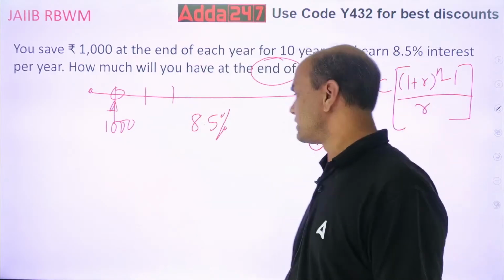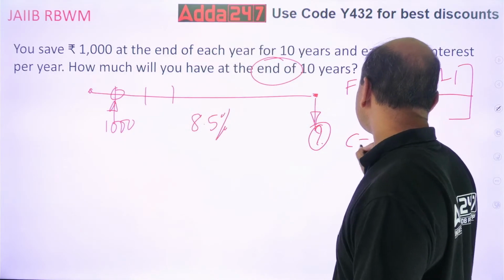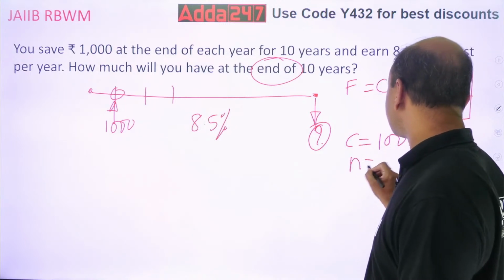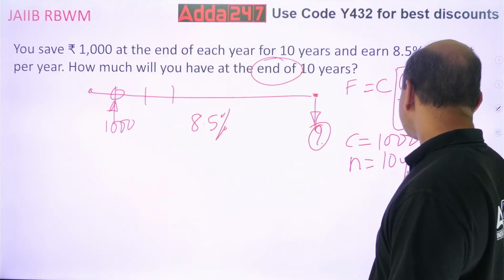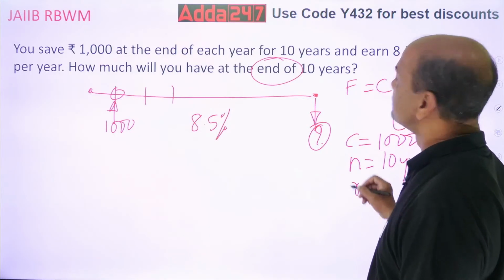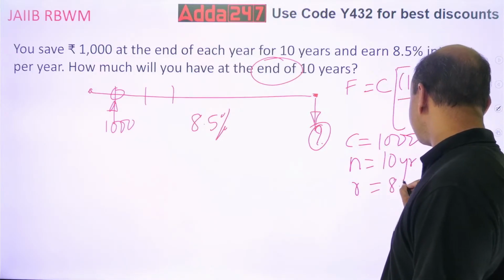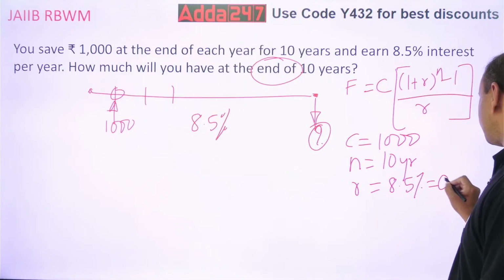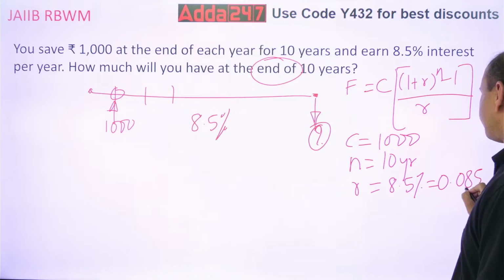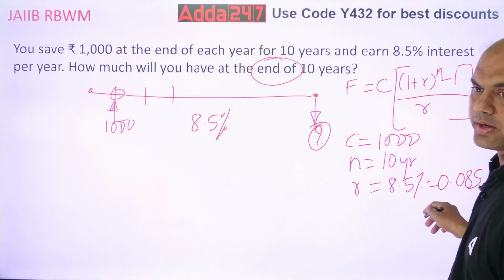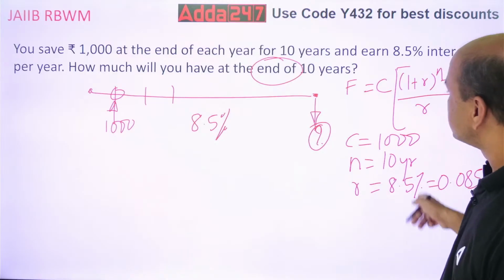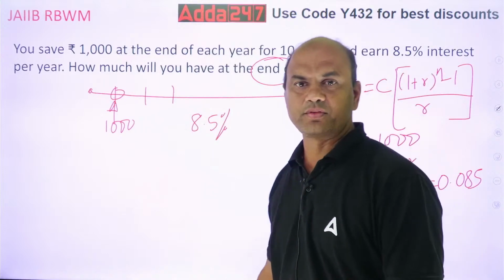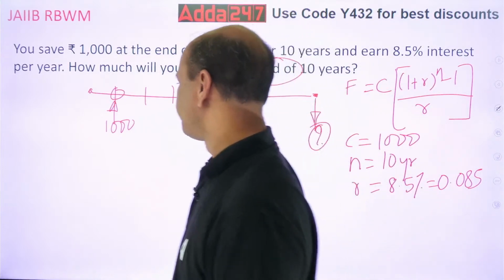What is C over here? C means what I invest every year, 1000. What is N over here? N equals 10 years. What is R over here? R equals 8.5%, that is 0.085, divided by 100. Now use this and find the future value, because this is what you want. At the end of 10 years, how much will you have? Now solve it, everyone. Try it.